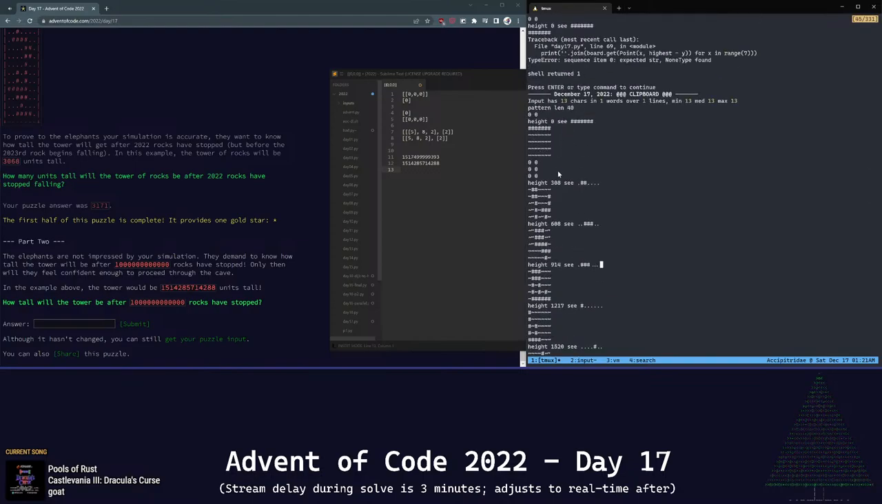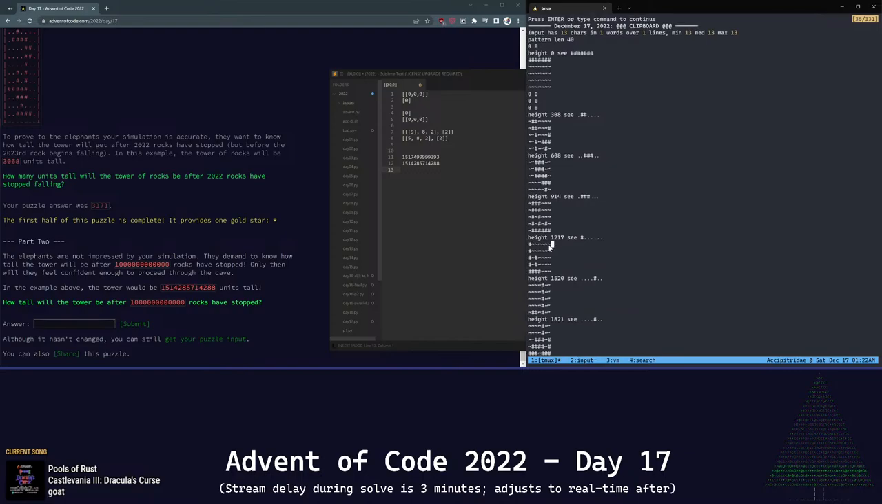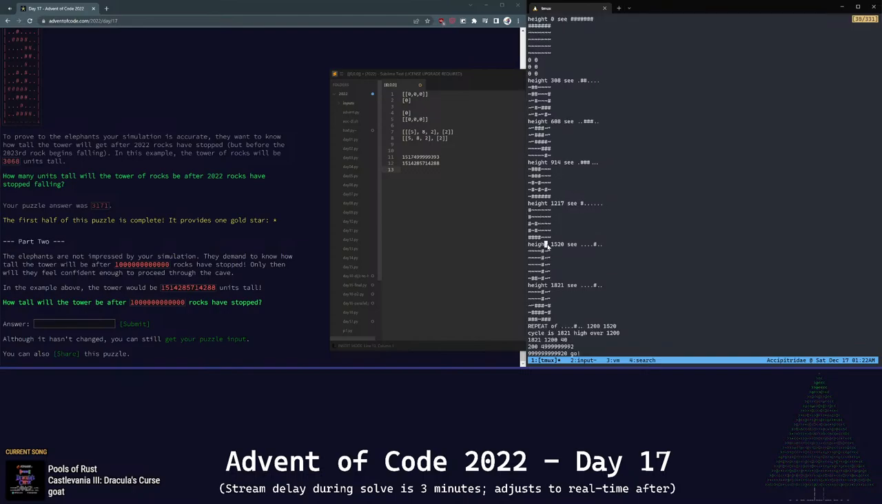Okay, so here we see this. These are the things below it. Here we see this, here we see this, here we see this. Is it negative? Yeah. Here we see this. Oh, we see this again. Oh, it's not exactly a cycle, I guess.